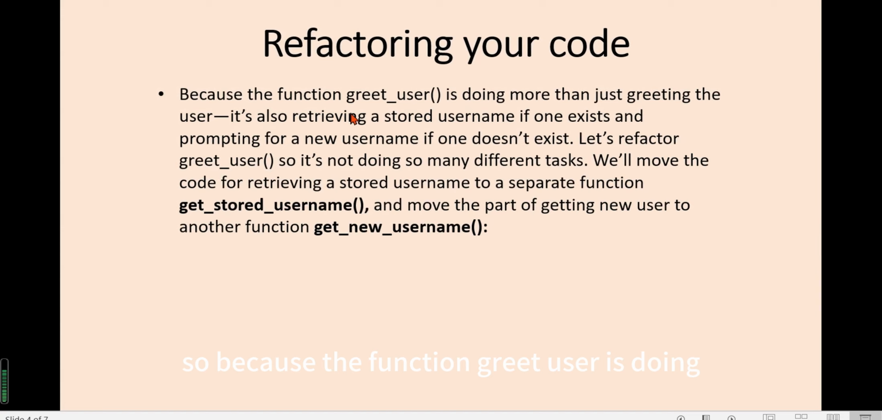Because the function greet_user is doing more than just greeting the user, it's also retrieving a stored username if one exists and prompting for a new username if one does not exist. So let's refactor greet_user so it's not doing so many different tasks. We will move the code for retrieving a stored username to a separate function called get_stored_username and move the part of getting a new user to another function called get_new_username.